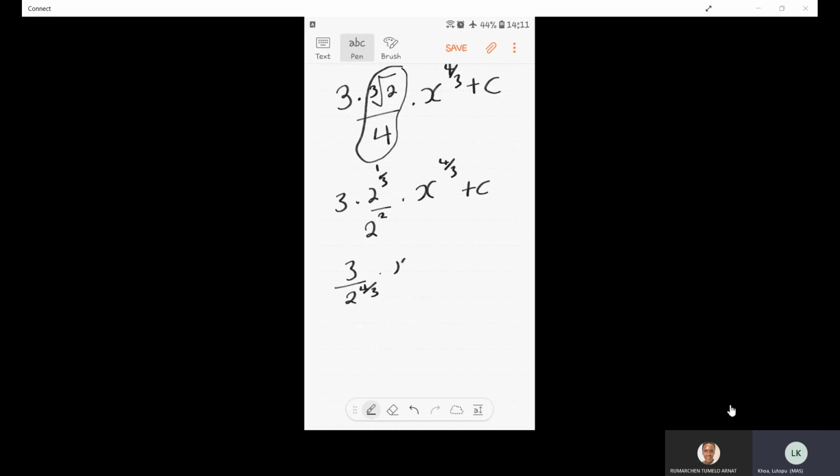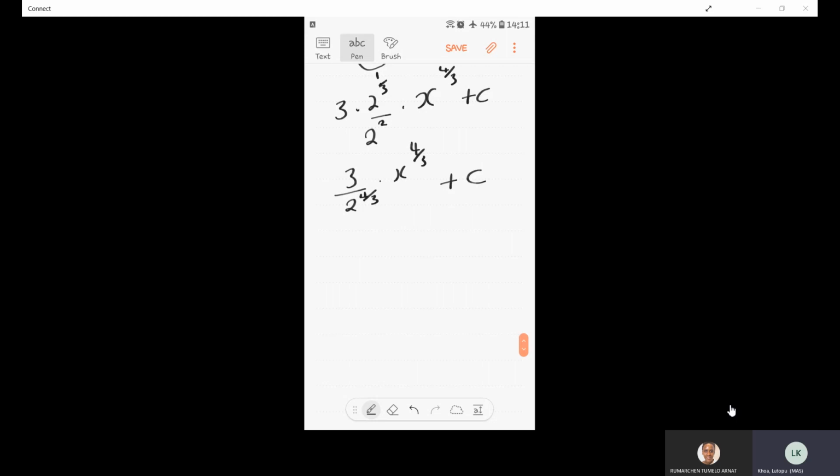And then I have x to the power of 4 over 3 plus c. Okay, so that is as far as you can simplify it. You can write the cube root and x to the power of 4 under the cube root. That is also fine. Or yeah, the cube root of 2 to the power of 16 as well. That is also fine. All right, then look at number 11.